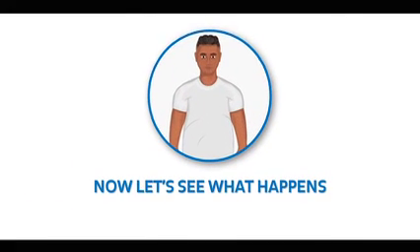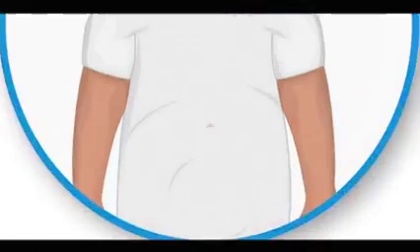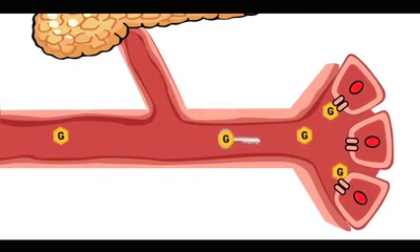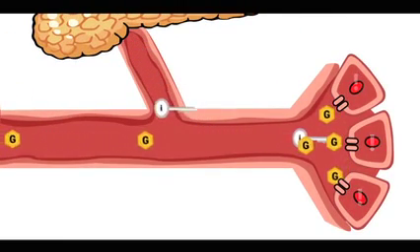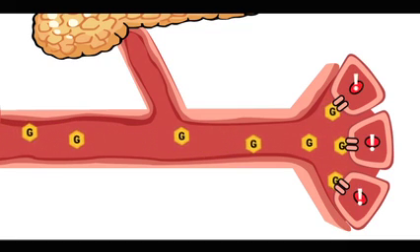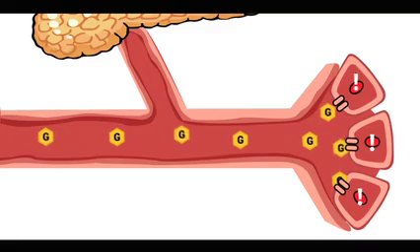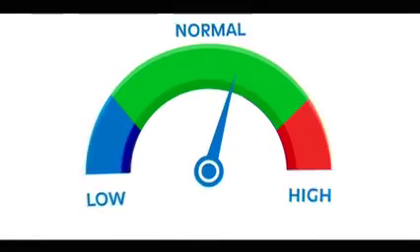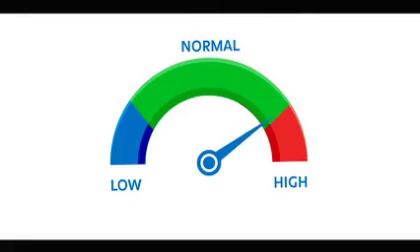Now, let's see what happens in a person with diabetes. Glucose enters the blood, but one of two things happens. Either the pancreas does not produce enough insulin to match the glucose entering the blood, or the body cells do not respond to the insulin that the body is producing. In both cases, the result is the same. Cell doors remain closed, causing glucose to get backed up in the blood. As a result, blood glucose levels rise.